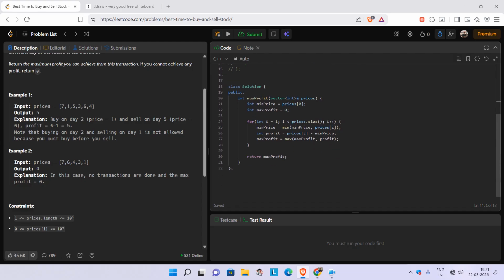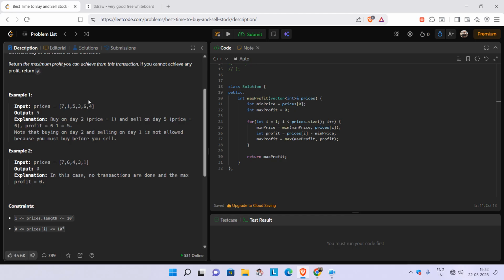Now come to the optimized part. Let's say I'm standing at this 4. If I assume I sell at 4, then in my previous days I want the minimum price. So for this 4, what is the minimum price? That is nothing but 1. So if I have to sell at 4, I want to have bought at 1, which gives me a profit of 3.